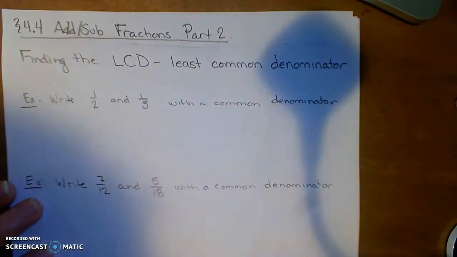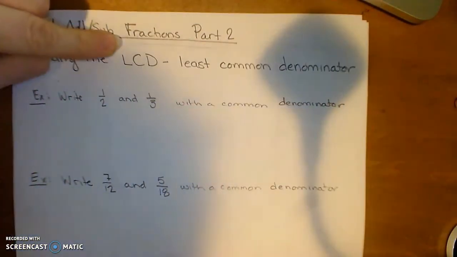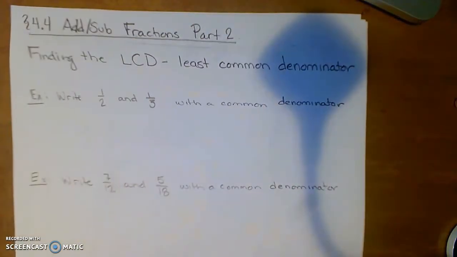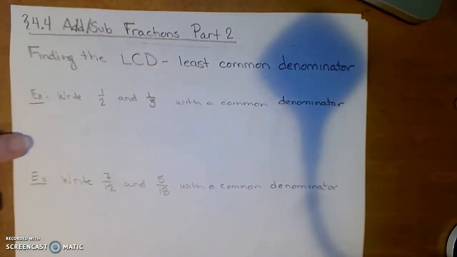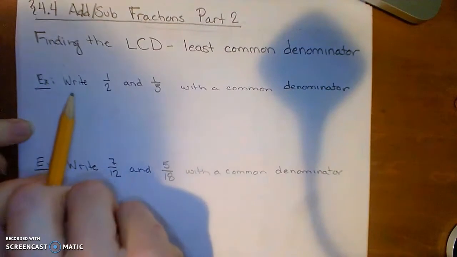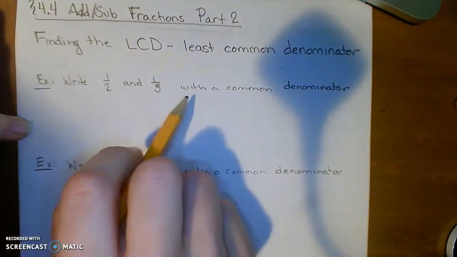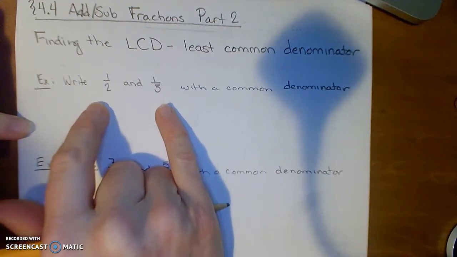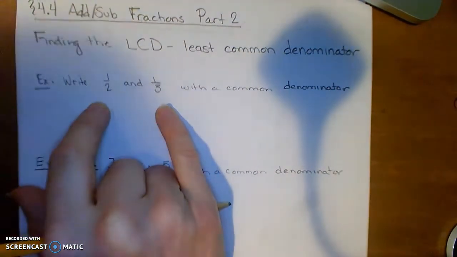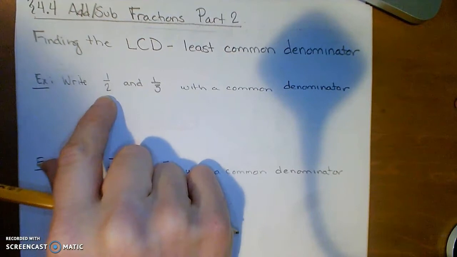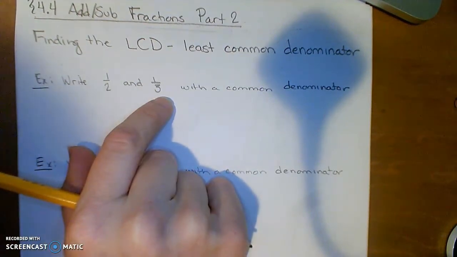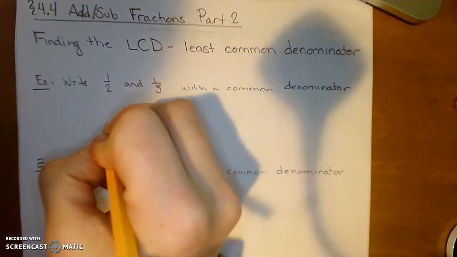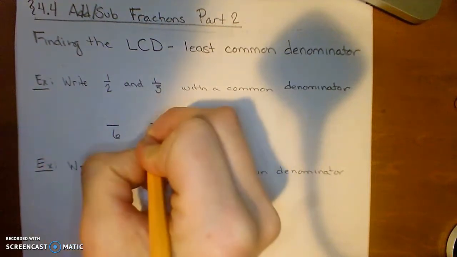All right, students, now that we understand why we need to find the least common denominator of two fractions, let's go ahead and do some examples. Let's write 1/2 and 1/3 with a common denominator. Some fractions, when the denominators are nice and small, we can do this pretty easily. You try to think of a number that both 2 and 3 go into. The first number that comes to my head is 6.